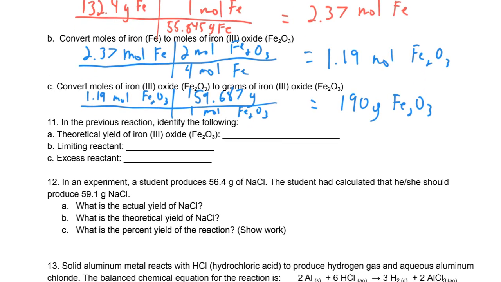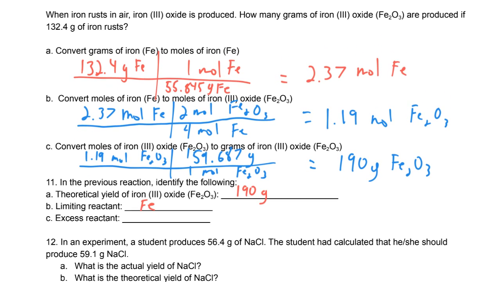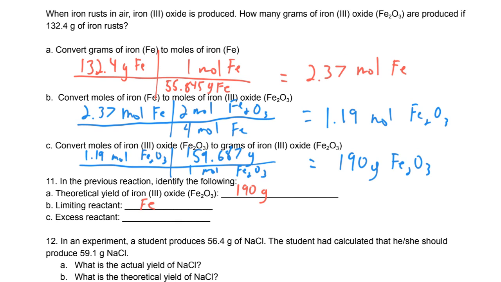In the previous reaction, identify the following. The theoretical yield of iron 3 oxide. That is the number we just calculated, 190 grams. The limiting reactant is the iron itself, and the excess reactant is what we were reacting with, which was the oxygen, because it's reacting in air, so there's really unlimited oxygen in the air to enter the reaction.